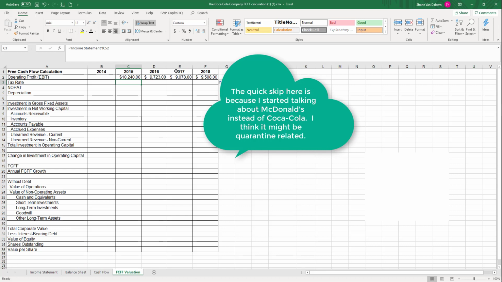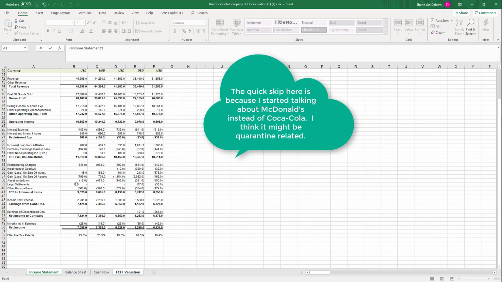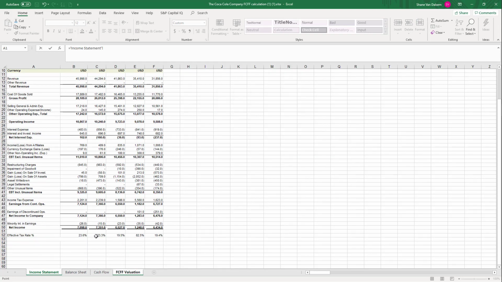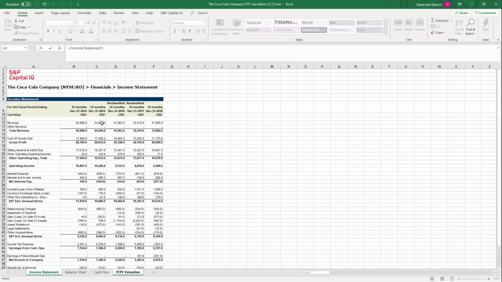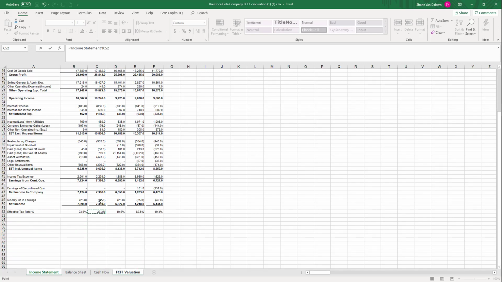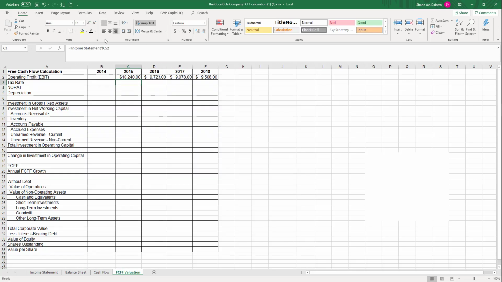The tax rate is going to be the effective tax rate, and that's also found on the income statement. So if we scroll down here, we've got at the end the effective tax rate, and this is for 2015. I'm going to drag that across too. We can see that their effective tax rate each year is around 23% here, 19 or close to 20% here, 19 or close to 20% here.